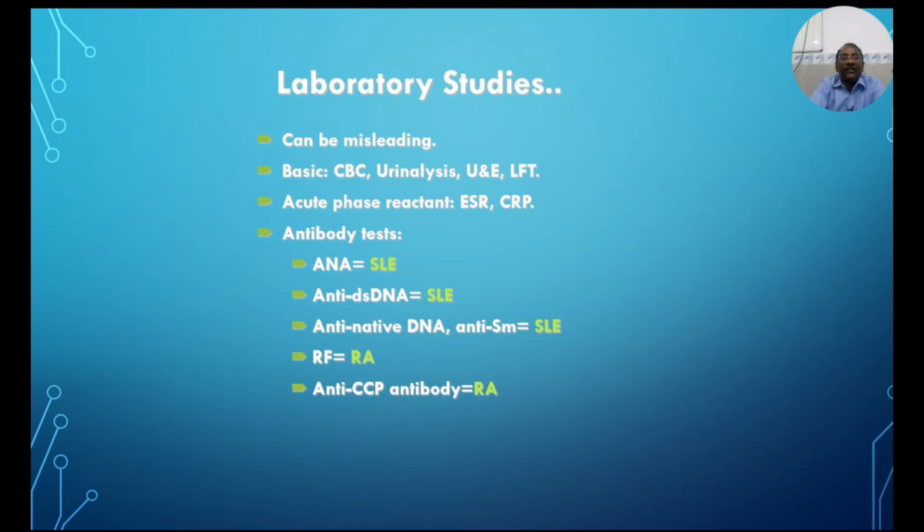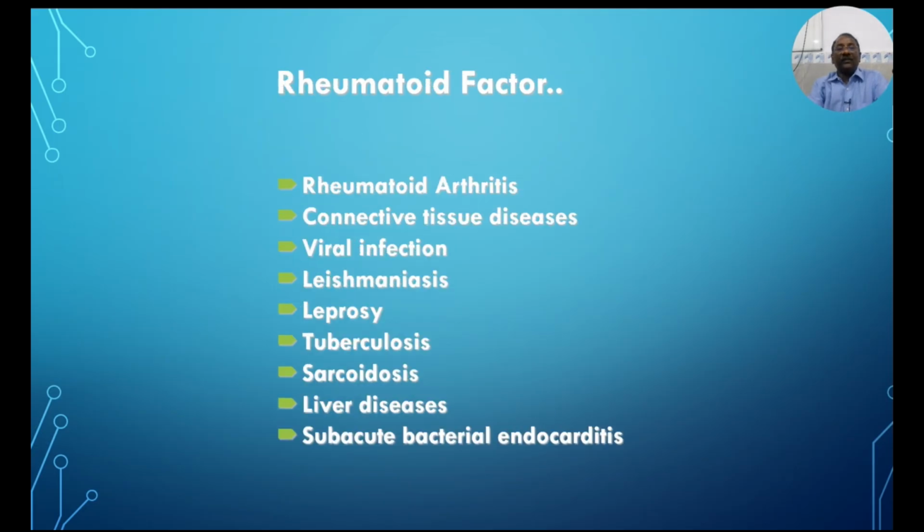So there are all the laboratory studies. Your basic urine analysis, ESR, CRP, ANA, double stranded DNA, anti-Sm antibodies, lupus, rheumatoid factor, anti-CCP, early rheumatoid arthritis. Rheumatoid factor positivity doesn't mean that the patient is suffering with rheumatoid arthritis. It will be seen in most of these conditions, even in the normal population. So only interpret the investigations in the background of the patient's symptomatology. Don't say HLA-B27 positivity means AS, or rheumatoid factor positive means rheumatoid arthritis.